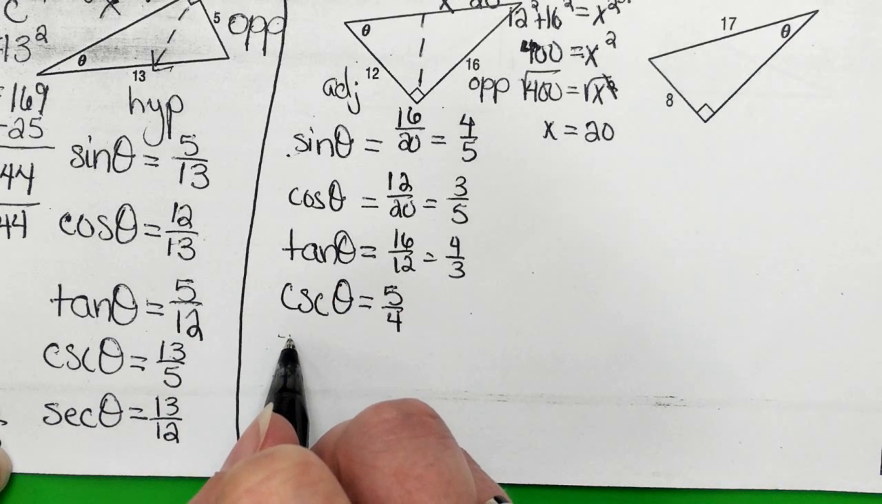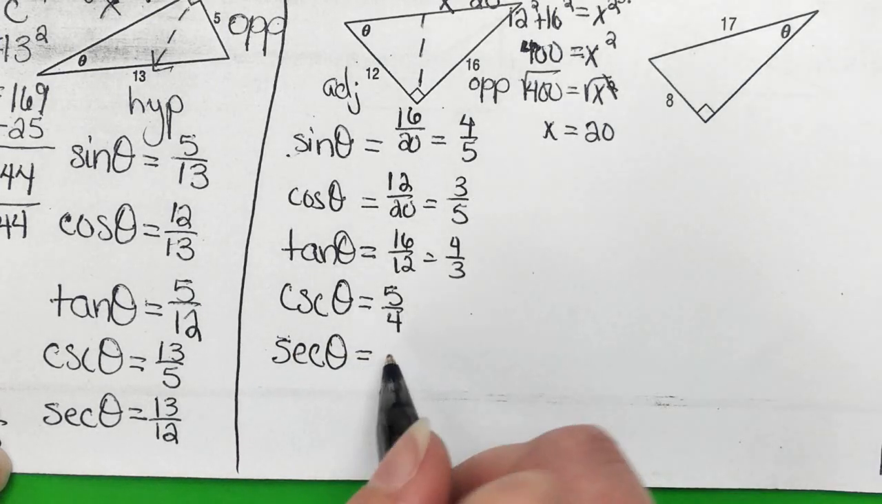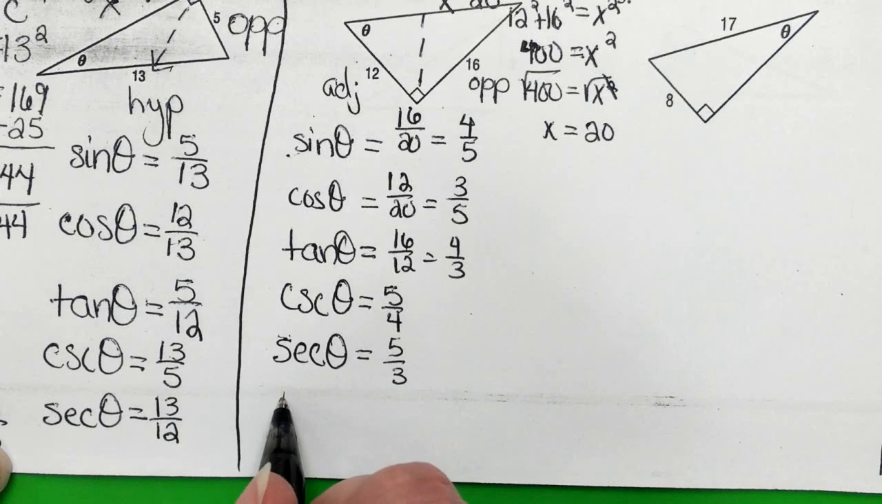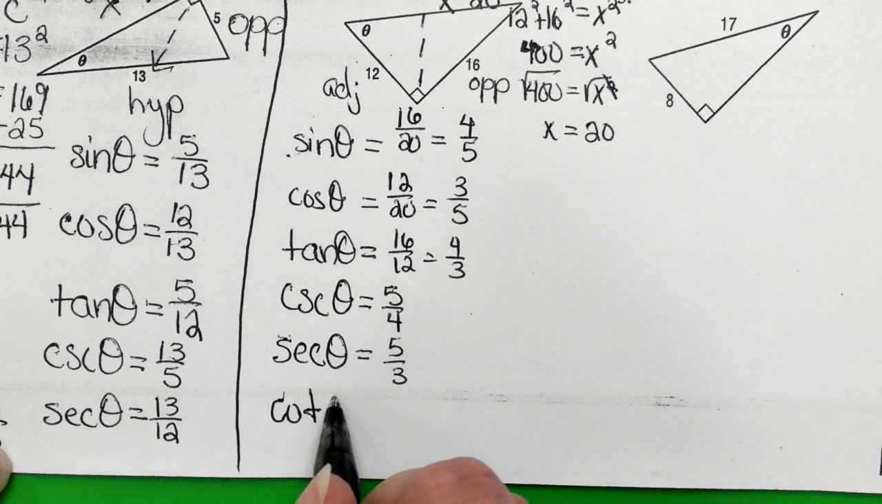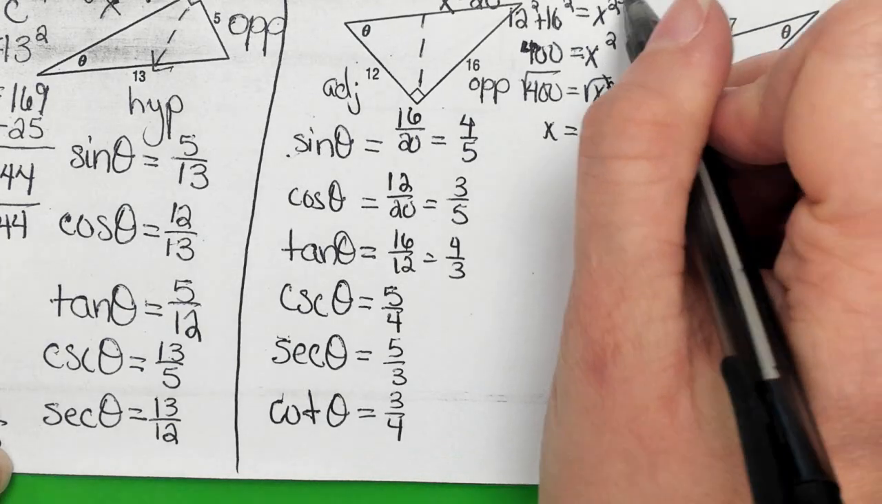How do you say it? Secant. Very good. Is it 5 over 3? It is 5 over 3. Perfect. And what's the opposite of tangent? Cotangent. It's just a CO in front of it. It'd be 3 over 4. Perfect. Okay, so let's look at number 3.